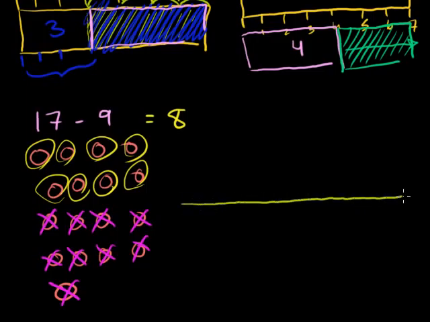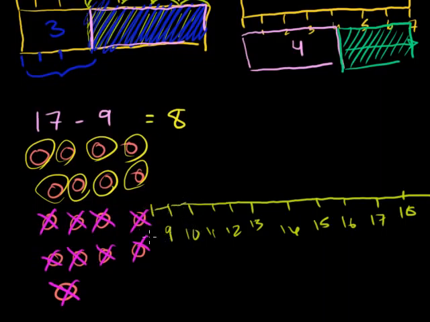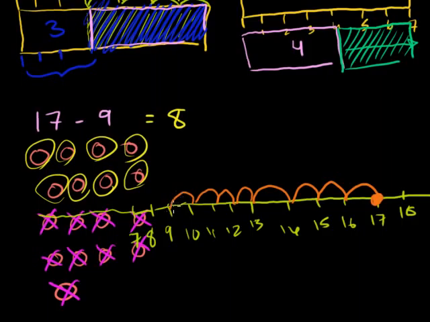You don't always have to start at 0. So if we draw the number line, let's say that's 18, 17, 16, 15, 14, 13, 12, 11, 10, 9, 8, 7. You can imagine I could keep going to the left all the way to 0. But I start at 17. I could start at 17 and take away 9 from it. So I go 1, 2, 3, 4, 5, 6, 7, 8, 9. And once again, we are left at 8.